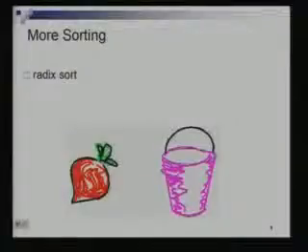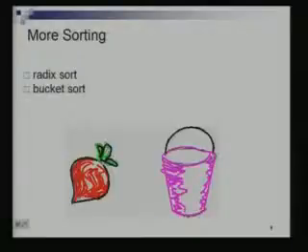Today we are going to continue our discussion on sorting. We'll begin with radix sort, then we are going to look at bucket sort. In-place sorting is something that we've seen before.